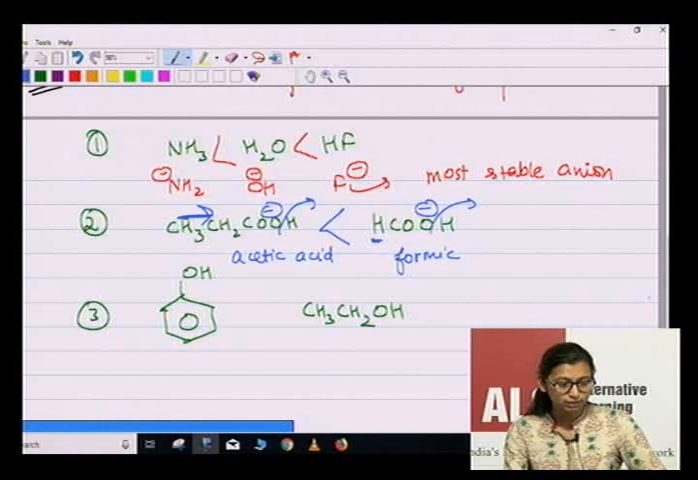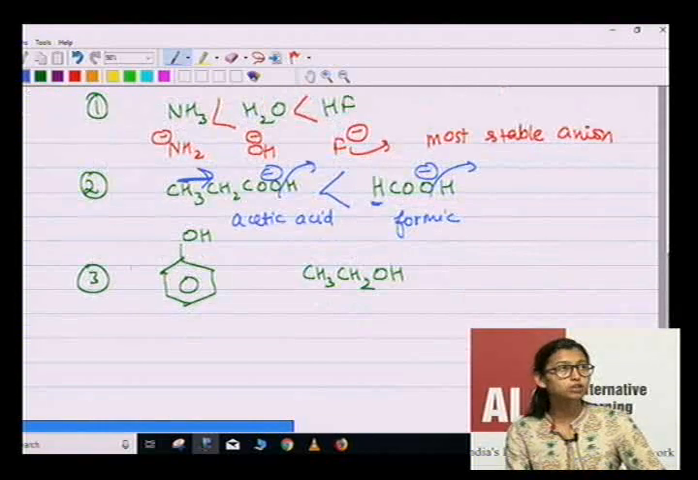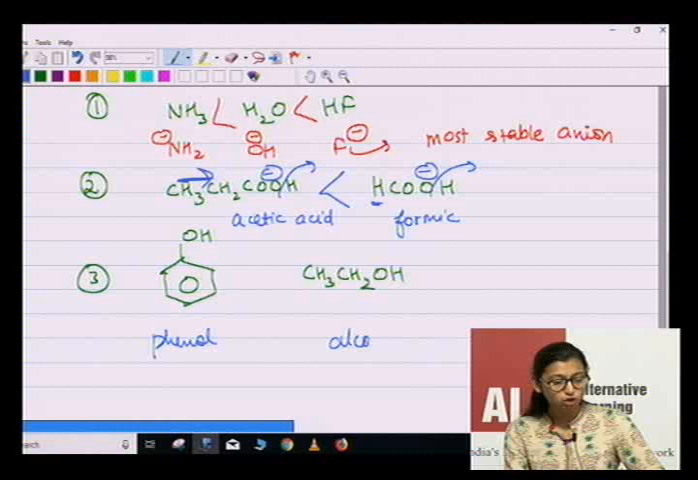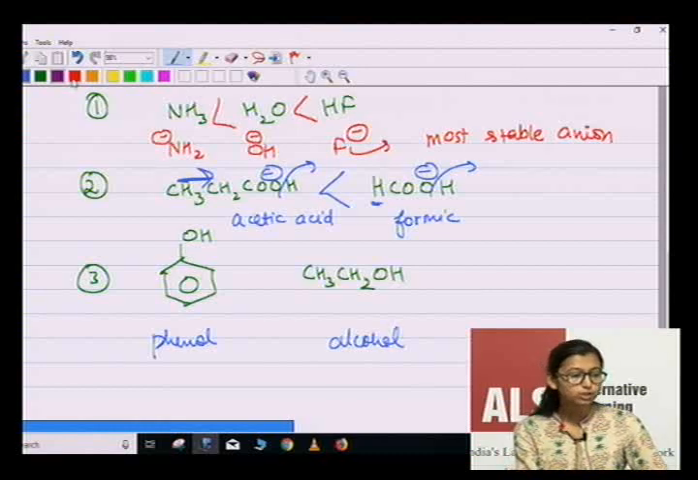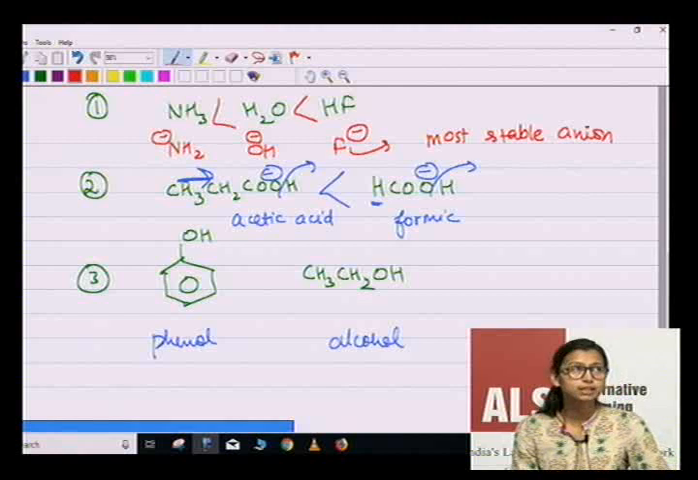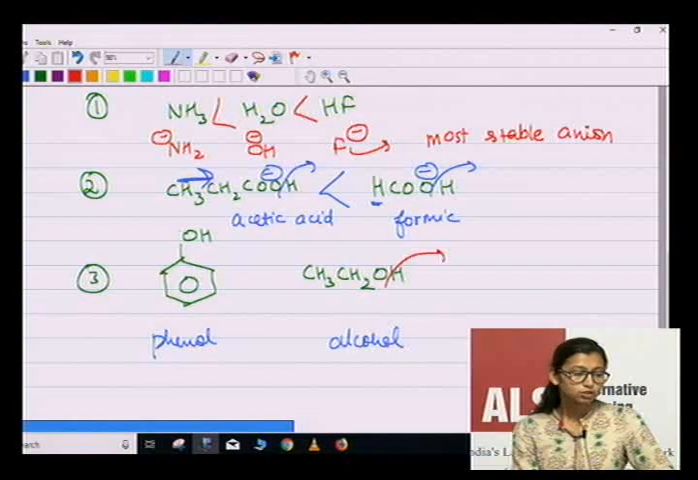Now again, in the last question we have the phenol and we have an alcohol. First of all, this is a phenol and this is an alcohol. Now what will you do? Tell me the answer quickly. Remove the H plus ion, you get the negative charge.